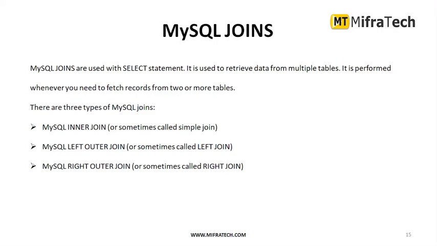And MySQL joins. In the previous session we have just gone through the joins. MySQL joins are used with the SELECT statement. They are used to retrieve data from multiple tables, and are performed whenever you need to fetch records from two or more tables. They are used when you are retrieving or modifying data with two tables. There are three types of MySQL joins: inner join, left outer join, and right outer join. We can easily call them simple join, left join and right join.